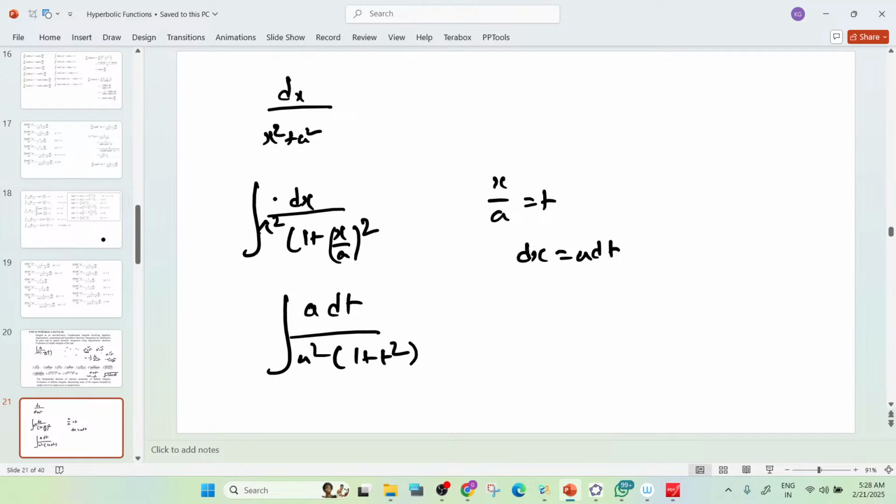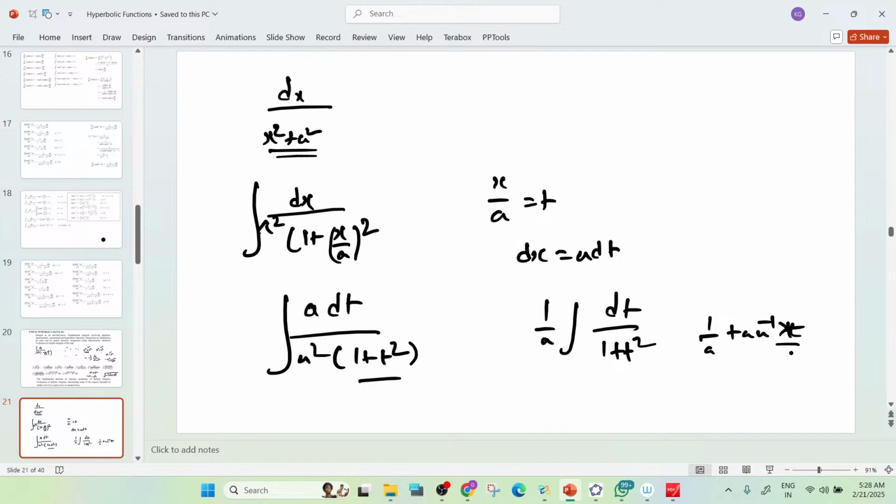So though it is x square plus a square, we convert it to 1 plus t square. This means 1 by a integral of dt by 1 plus t square, which is again tan inverse t. So 1 by a tan inverse t. What is t? t is x by a. So the answer is 1 by a tan inverse x by a.